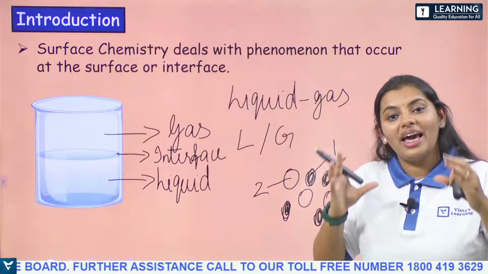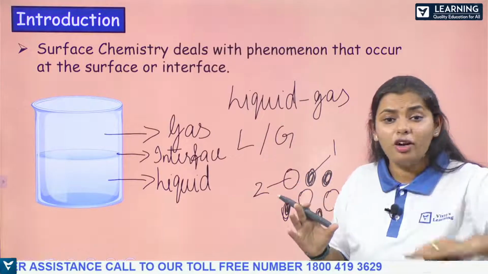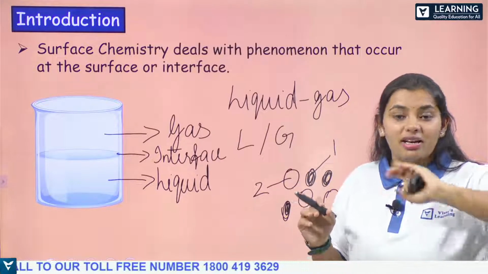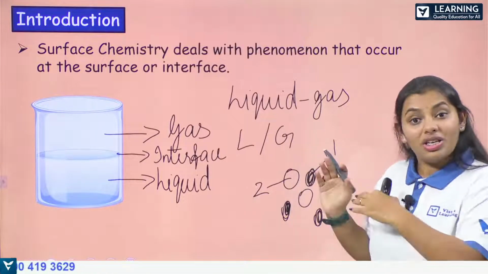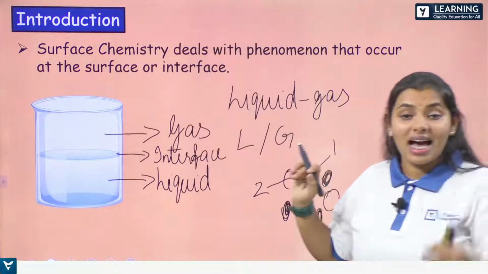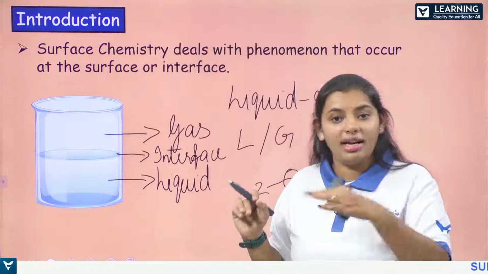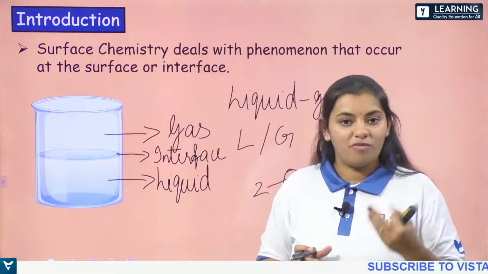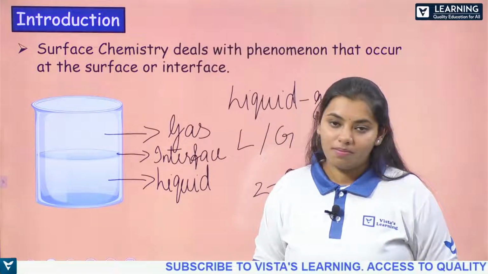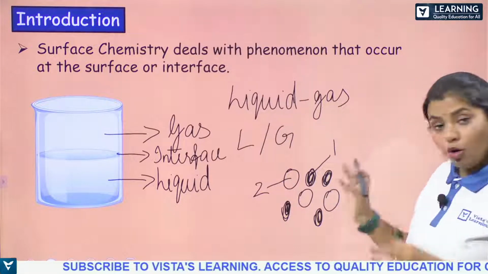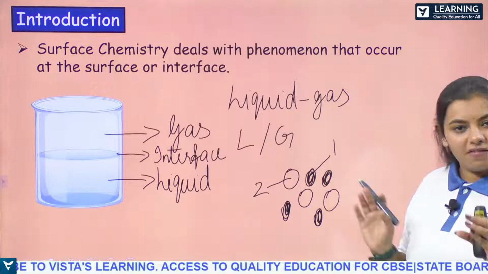So there cannot be any kind of interface or surface phenomena which can take place between two gases. This is exactly what is seen with liquid, gas, solid, liquid. Only in these kinds of states can we see surface chemistry, as in surface phenomena. Clear? So I hope you have understood what exactly surface chemistry is.